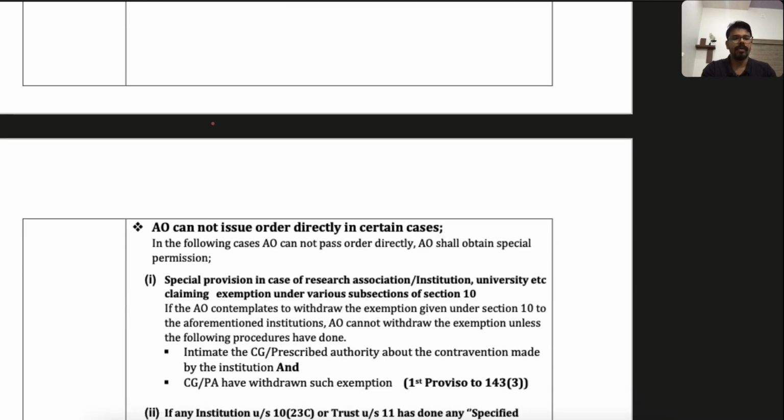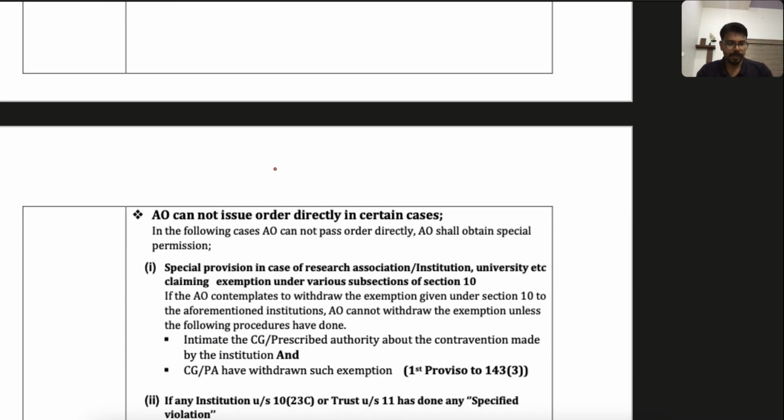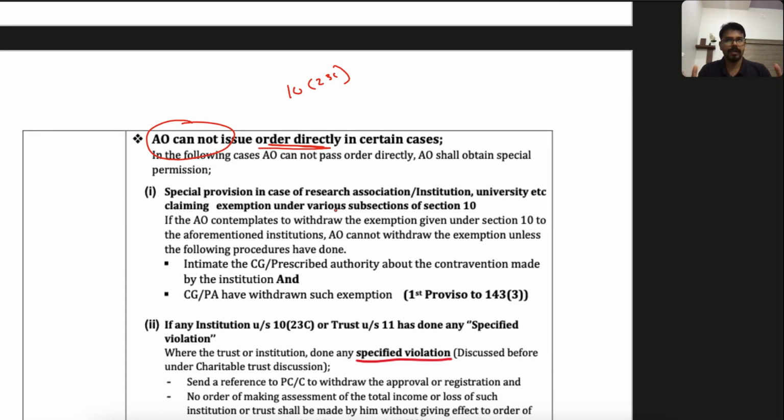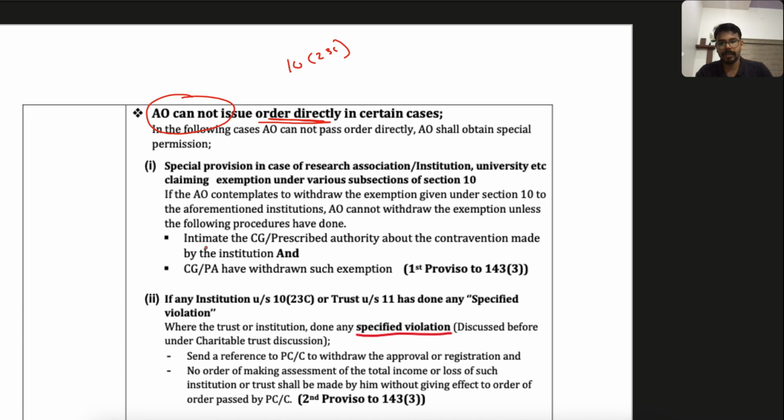In case of a charitable trust or specified institution under section 10(23C), in that situation, the assessing officer cannot issue an order directly. They cannot issue a scrutiny order, okay. Say, for example, the assessing officer is planning to withdraw the exemption for the charitable trust. First of all, they have to intimate the central government. Then the central government shall withdraw the exemption. Then the assessing officer shall pass an order accordingly. That was there earlier also.